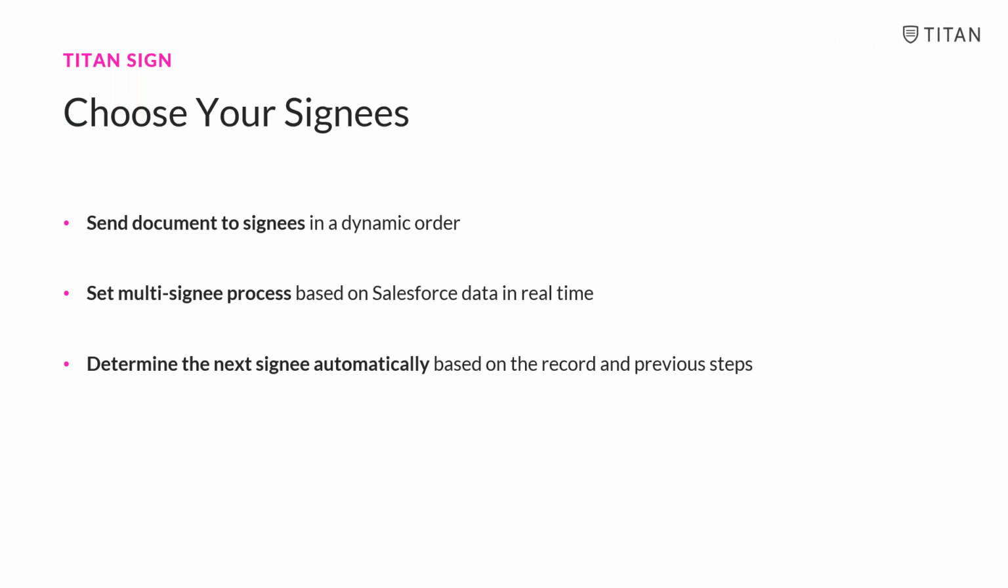Titan Sign will receive information from Salesforce and decide dynamically who the signee will be. An example of this is having an automatic business process based off of the record owner. Titan Sign can be programmed to first send a draft of the document to the record owner for review before going on to the customer. Each time the process is triggered, Titan will pull this information from the specific record and send it to the address of that record's owner.